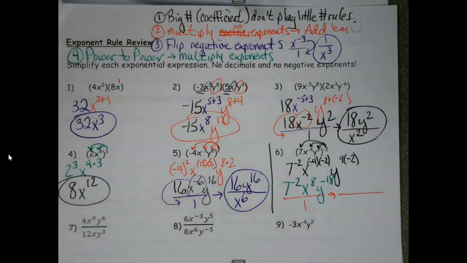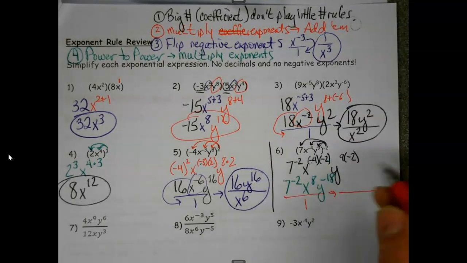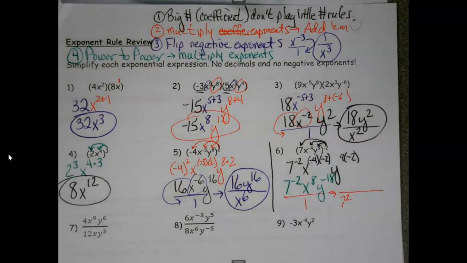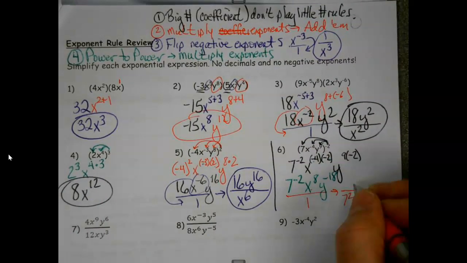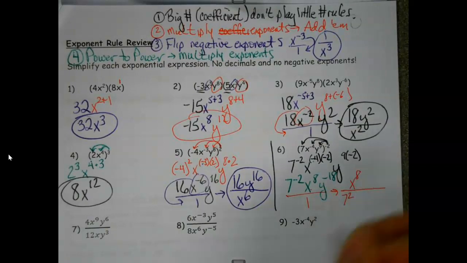That's a good question. I can have a negative coefficient, but I cannot have a negative exponent on it. Yes. So, 7 to the negative second, down you go, positive exponent. Does x to the eighth need to flip? Nope. It's positive, it's doing all right. We'll leave it alone.